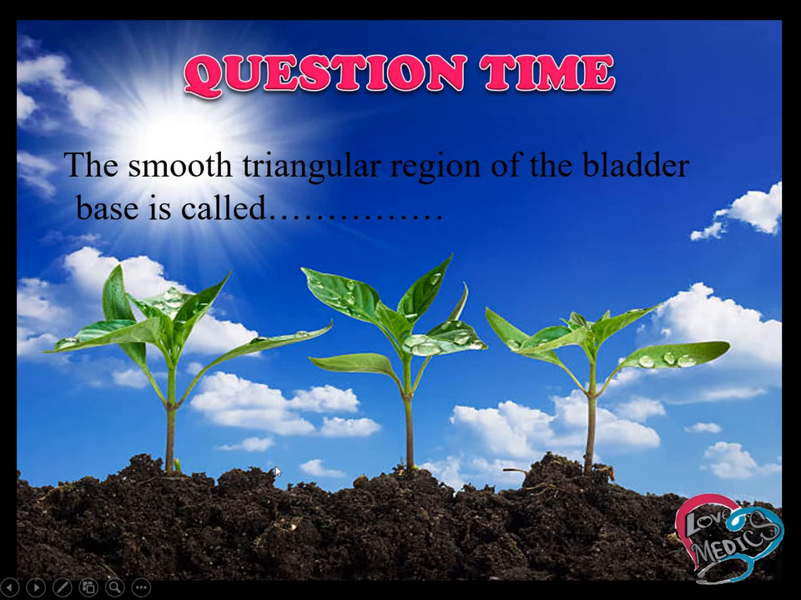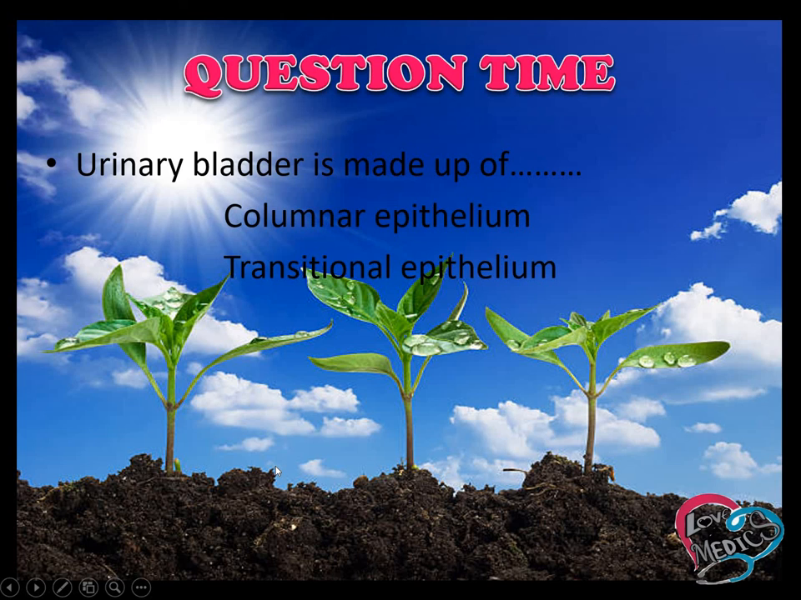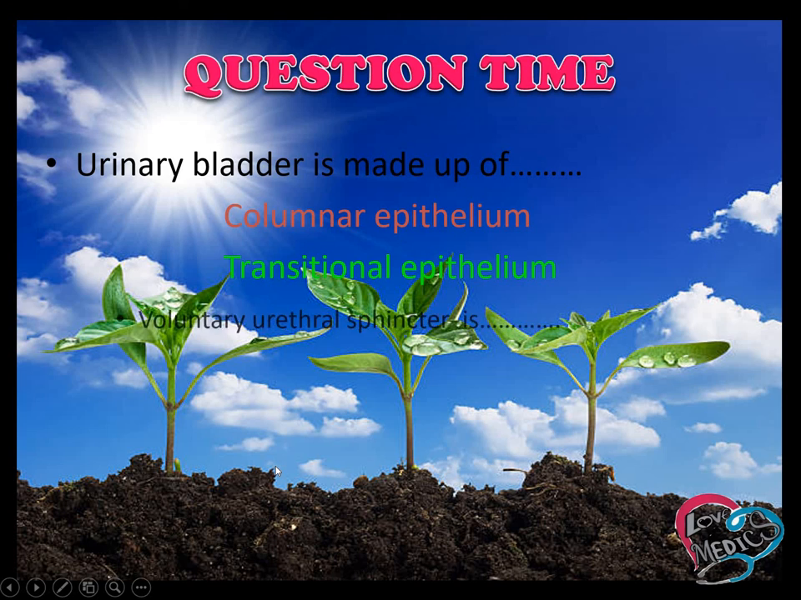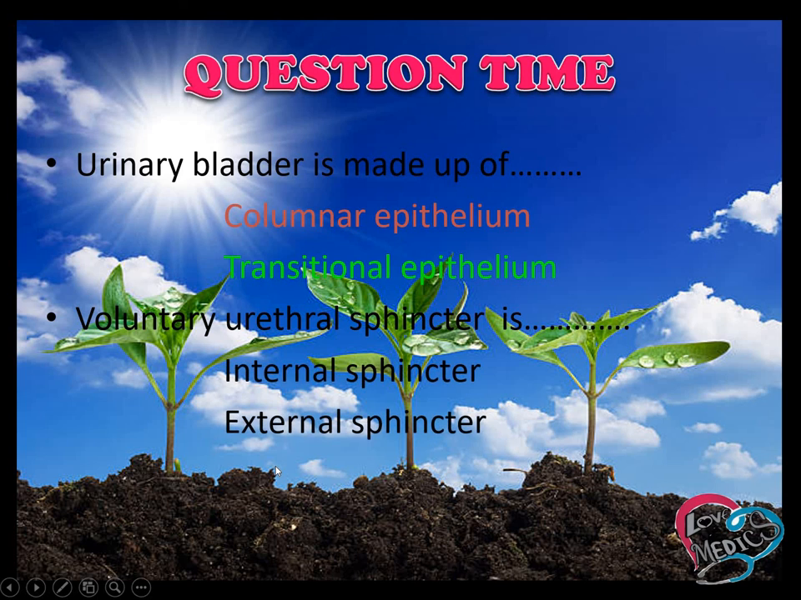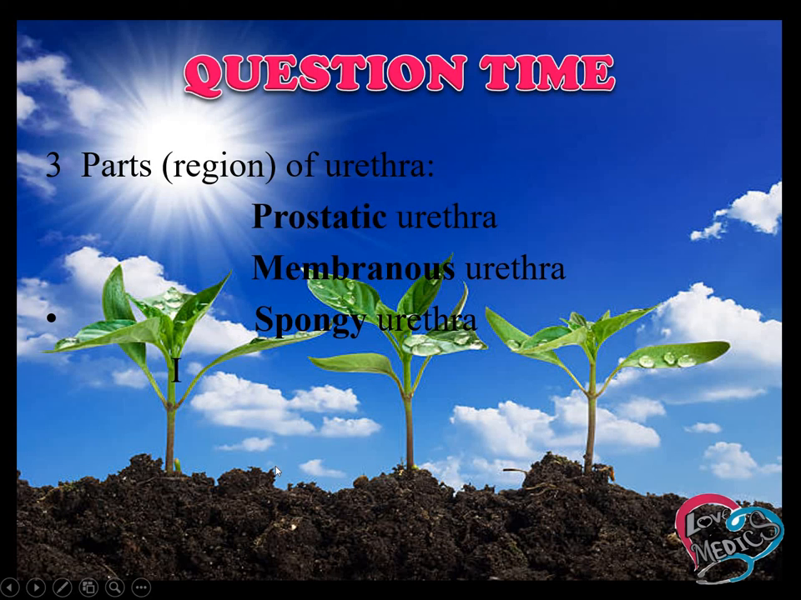The smooth triangular region of the urinary bladder base is called the trigone. The urinary bladder is made up of what type of epithelium? Columnar epithelium or transitional epithelium? Transitional epithelium. The voluntary urethral sphincter is the internal sphincter or external sphincter? External sphincter. The 3 parts of the urethra are prostatic urethra, membranous urethra and spongy urethra.